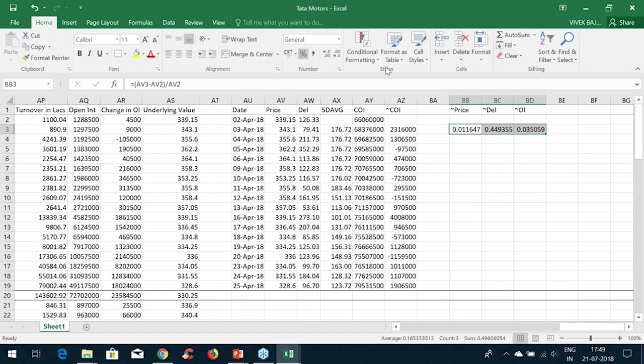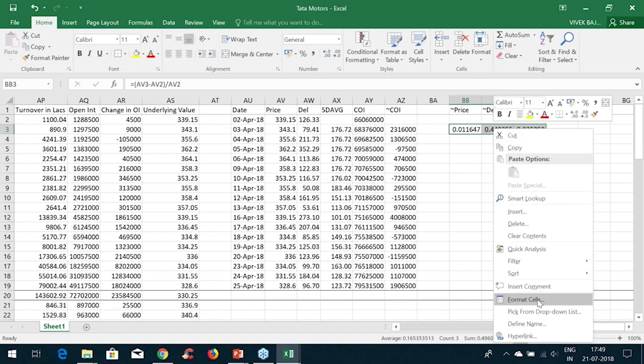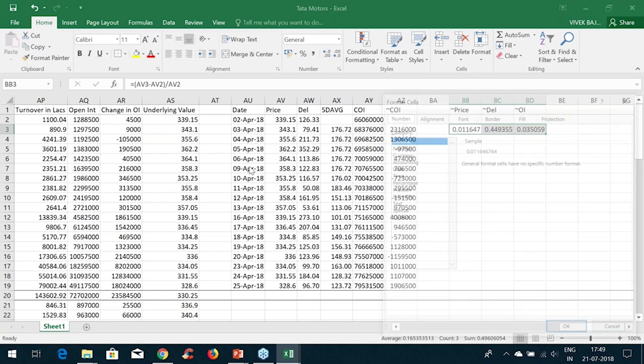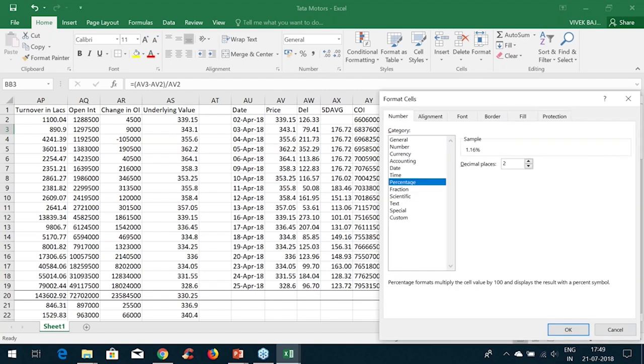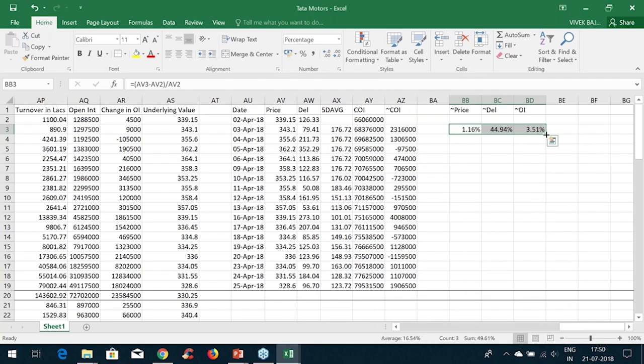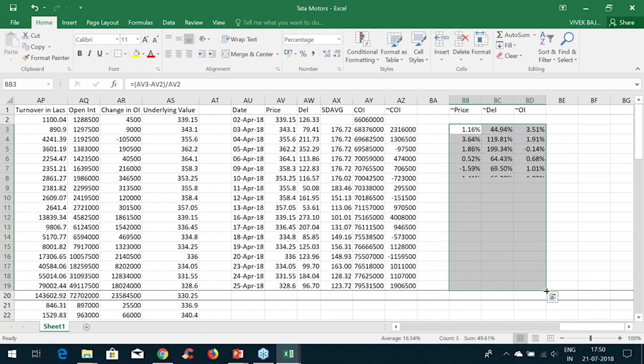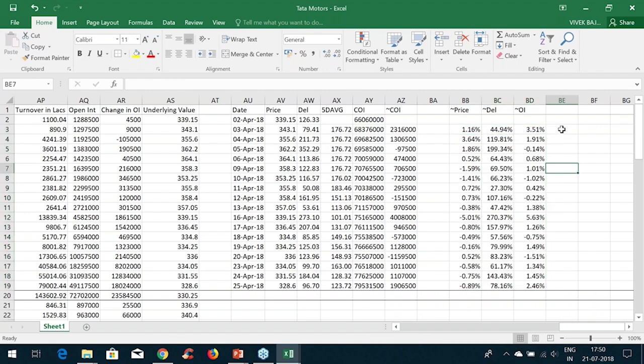Now let me convert that into percentage. So I right click, I format the cell, I'll make it percentage to 2 decimals. So this is my percentage change. Now I can see the percentage change in price, delivery as a percentage of average delivery, and percentage change in open interest.